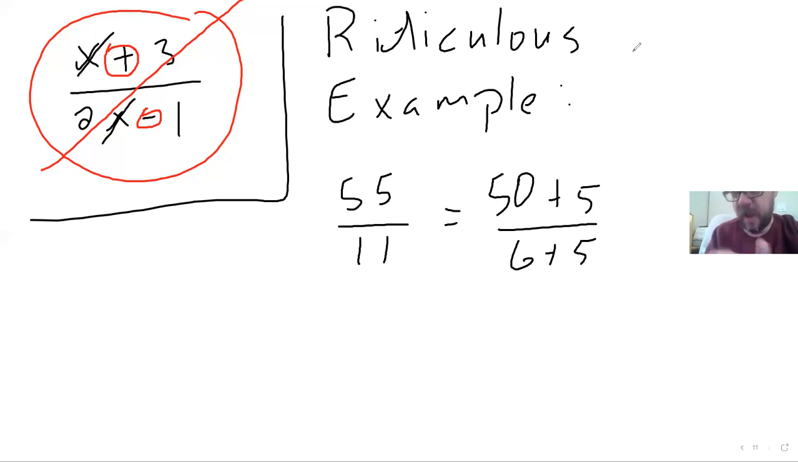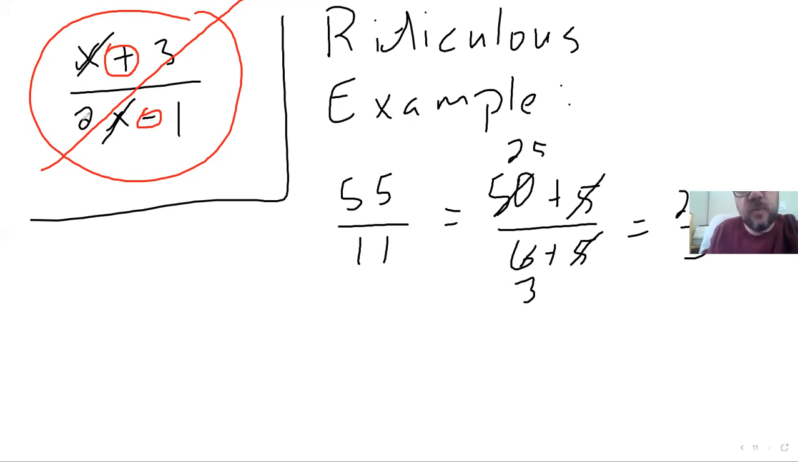Now again, I can't do this. Right, this is not legal. But I could, oh, the 5s cancel. Oh, and then I can take a 2 out of the rest of that. 25 over 3. And of course, that's entirely wrong. Right? It looks silly when I do it this way. I hope it looks silly to you. It should.